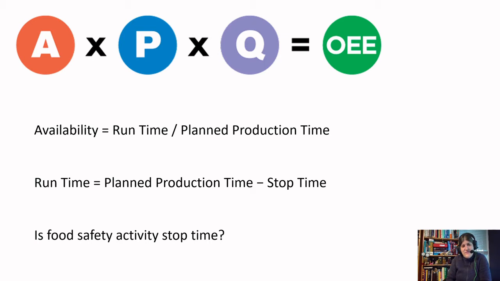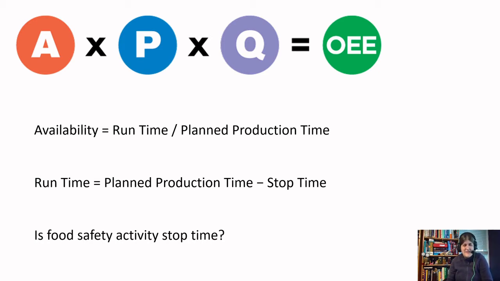So A is for availability, and that is again runtime divided by planned production time. And that runtime is defined by the available time in your typical production minus the time that your equipment gets stopped. Now, I brought up this line and it says, is food safety activity stop time? Well, oftentimes in establishments, they'll say, oh, you know what? Food safety activity where you have to stop lines for sanitation, that's stop time. Well, is it stop time?